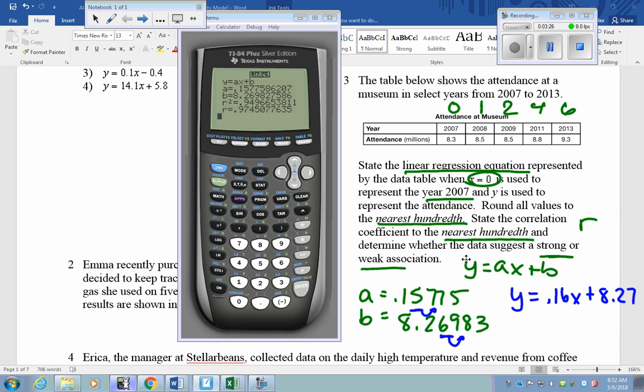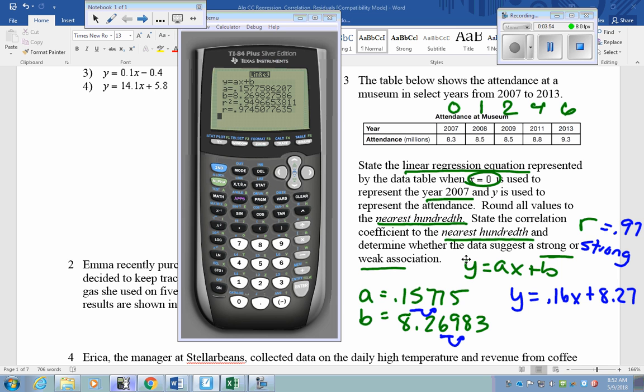The other value we need is r. They want r to the nearest hundredth, so this one's going to be 0.97. And then they're asking us to determine whether it's a strong or weak association. In this case, it's a strong association. It's strong because it's close to 1. If it was weak, it'd be closer to 0. Also, it could be strong if it was close to -1, but in this case, the attendance is going up, so the correlation will be strong. Okay.